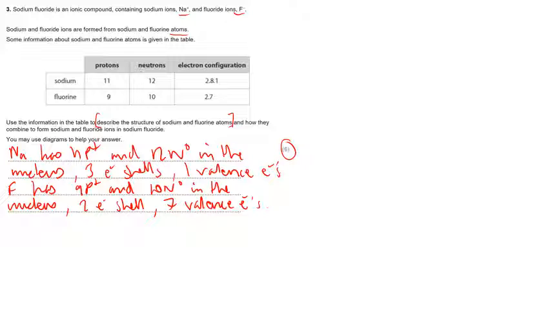7 valence electrons. Fantastic. So we've described the structure of sodium and fluorine atoms. That's probably going to give us around 4 marks. And how they combine to form sodium and fluoride ions. So we can answer the second part. So how do they form sodium and fluoride ions in sodium fluoride?